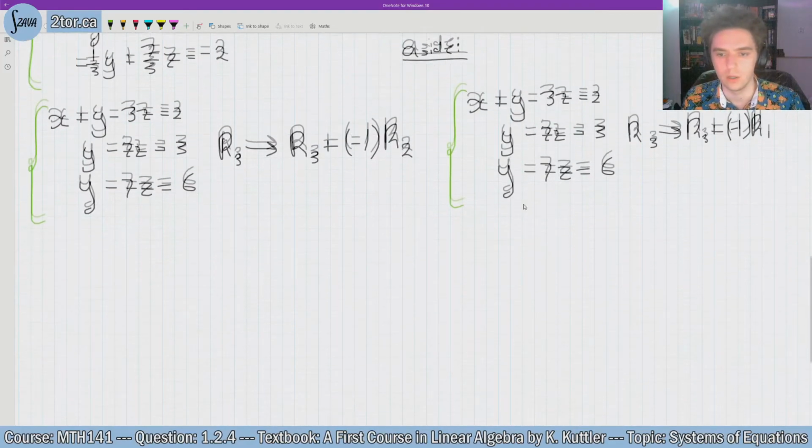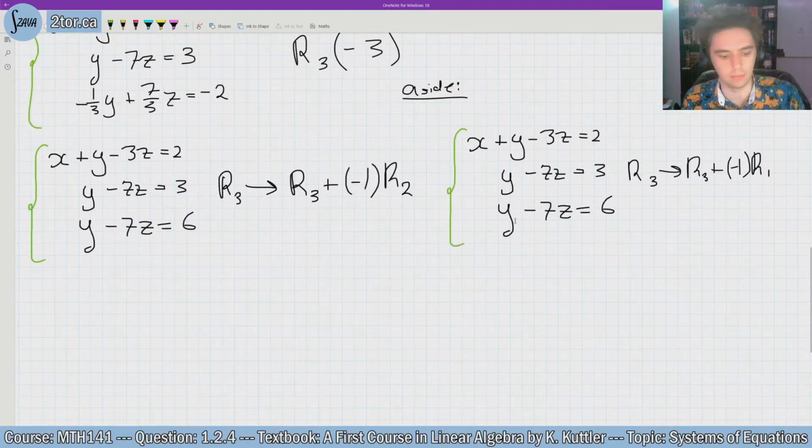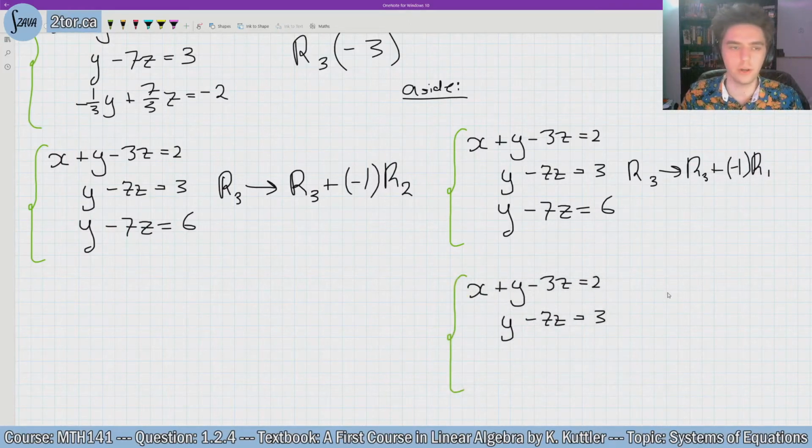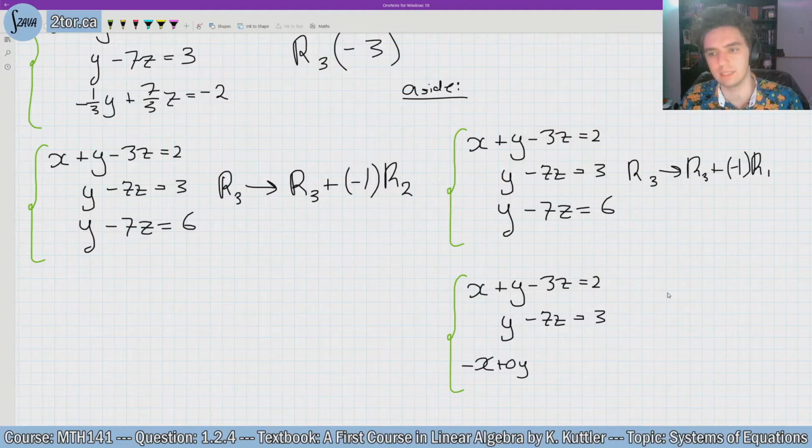Let's see what happens. Well, of course, our first 2 equations will stay the same. In fact, I can just copy and paste it back again. Our third equation is what's changing. So row 3 becomes row 3 plus -1 times row 1. Well, we have 0x minus x, which would give us -x. Y minus y would give us 0y, so plus 0y. -7z plus 3, because minus 3, so it's going to be -4z equals 6 minus 2 is 4.